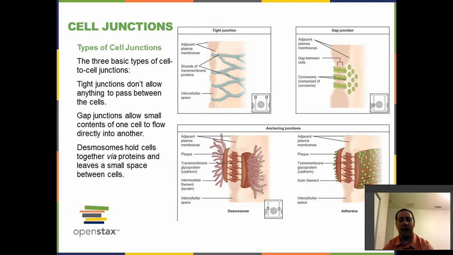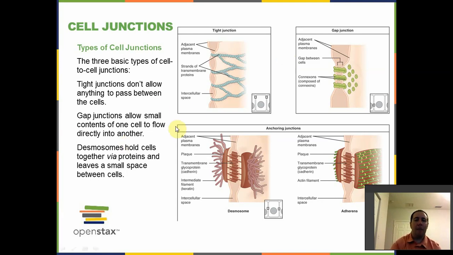And so a lot of times, these tight junctions are going to be used in places where we want the cells to filter things, where we want something to have to go through a cell to get to the outside, so that the things that can't get through the cell, we don't lose. But the things that can diffuse through, can diffuse through.